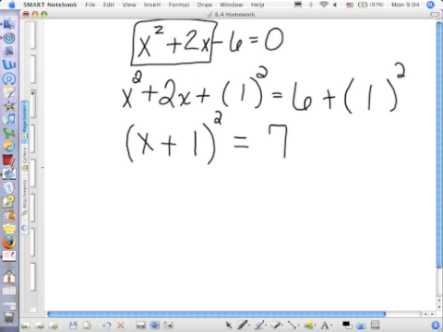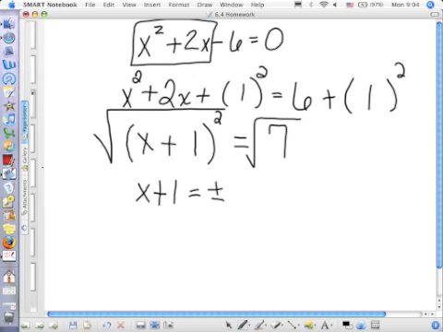Find the square root of both sides, which means on this side I have x plus 1. When I take the square root of both sides, what do I automatically put on the other side of the equal sign? Plus or minus. Can you find the square root of 7? No. And then we finish it by isolating x, which requires us to subtract 1 from both sides. So x was equal to negative 1 plus or minus the square root of 7.